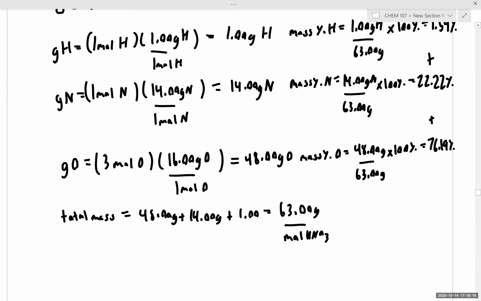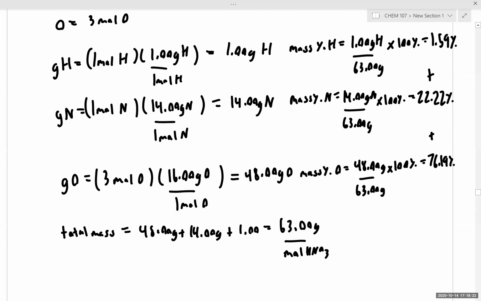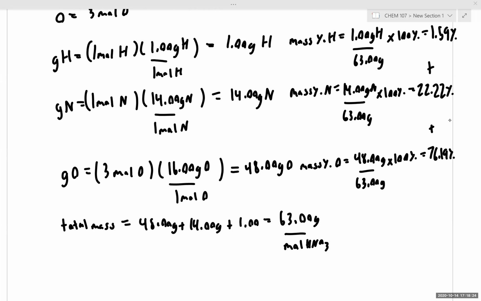using your calculator, that gives us a total mass percentage of 100%. So that gives us an indication that we've done these mass percentage calculations accurately.